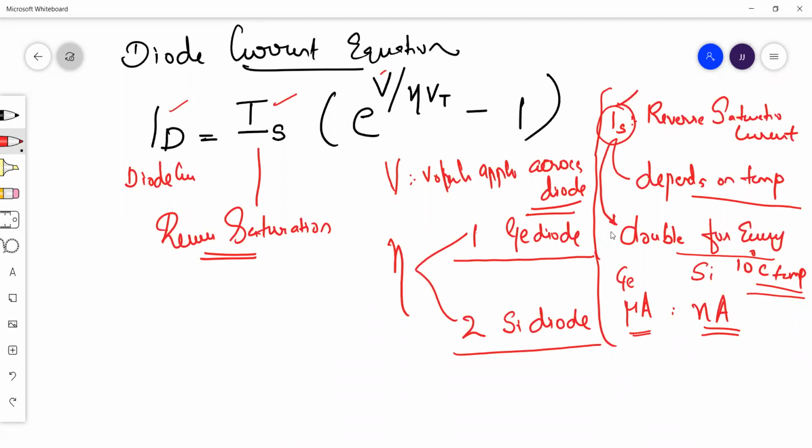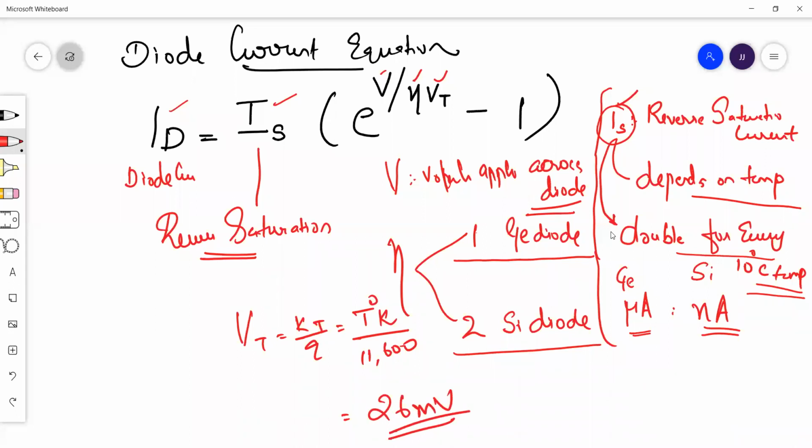Then VT. I already told you, VT is KT by Q, or temperature in Kelvin divided by 11,600, which at 300 Kelvin is equal to 26 millivolts. This diode current equation is very important for our section, that is why I explained it like this. Okay, is that second point clear to you, this diode current equation? Yes.